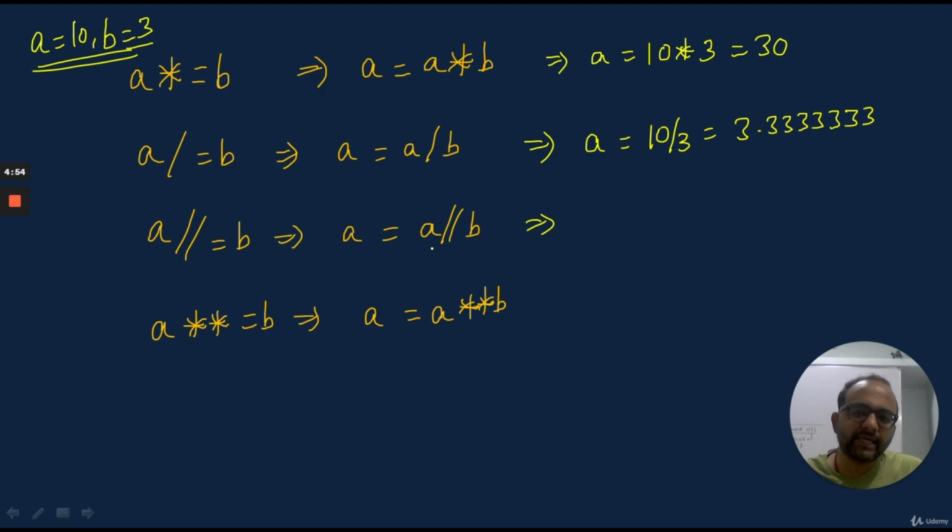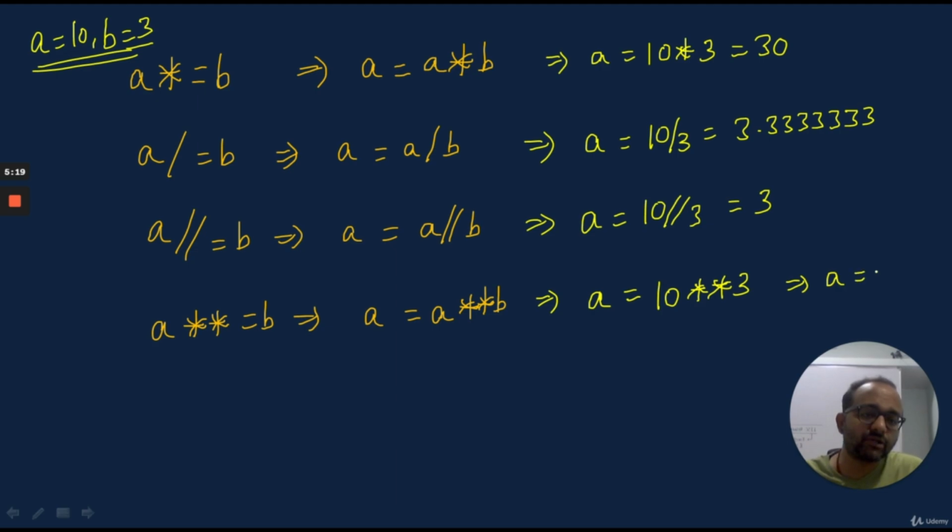Next, A is equal to A double slash B, which means it is not going to store any floating point value. So 10 double slash 3 value will become 3. Next one is A equal to A double star B. So the A value is 10, 10 double star 3, which is equal to 10 cube, right? So 10 cube means the value will be how much? 1000. The value will be 1000. So this is how the shortcut operators are going to work.